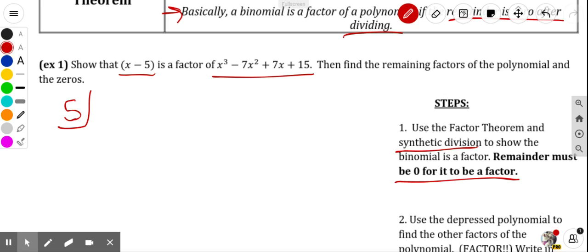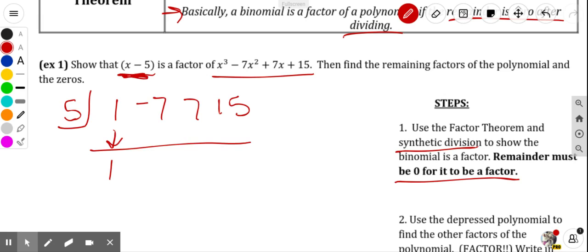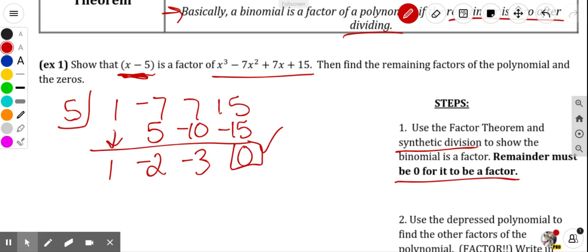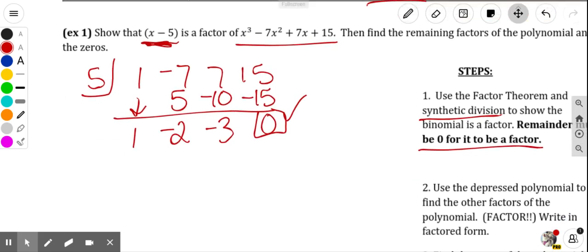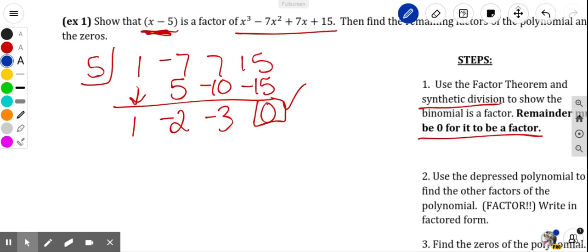Okay, so we first put the number in the box, which is the zero for this factor, which is 5, opposite sign. Then we write out our numbers, 1, negative 7, 7, and 15. We drop down the 1. 5 times 1 is 5. Negative 7 plus 5 is negative 2. 5 times negative 2 is negative 10. 7 plus negative 10 is negative 3. 5 times negative 3 is negative 15, and then that's 0. So yes, this is a factor, which we already know because it said show that it is. Now we need our depressed polynomial: x squared minus 2x minus 3.